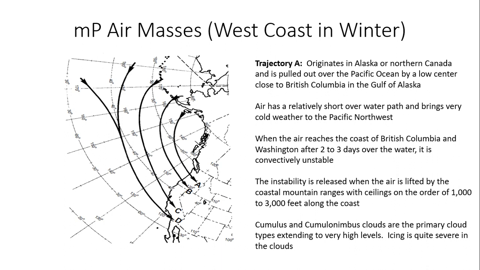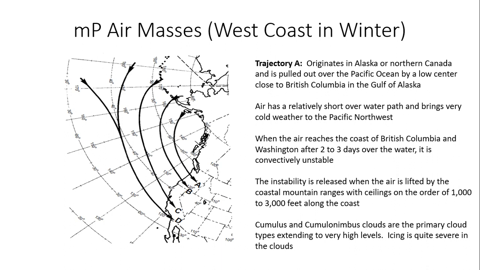So trajectory A has a relatively short path over water, and it brings very cold weather to the Pacific Northwest typically, places like Seattle. Now, when the air reaches the coast of British Columbia and Washington State, after 2 to 3 days over the water, it is going to be convectively unstable. So in this case, you're going to get more of those puffy cumulus clouds, atmospheric instability and showery precipitation.